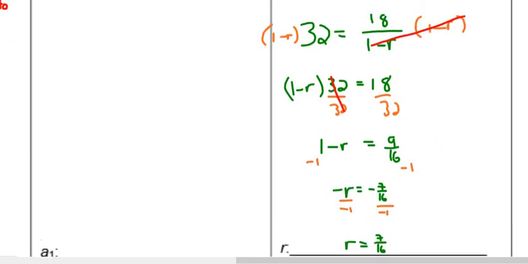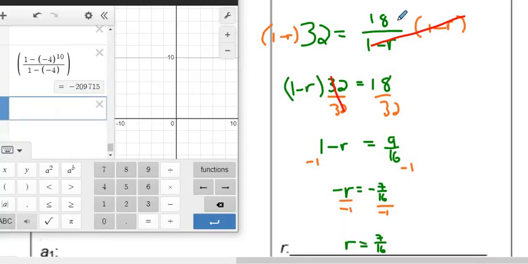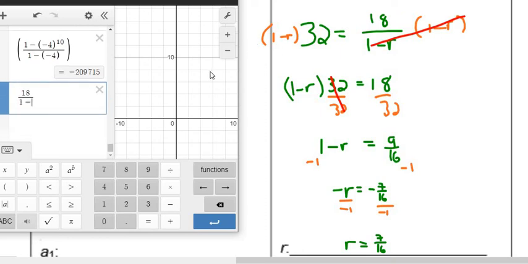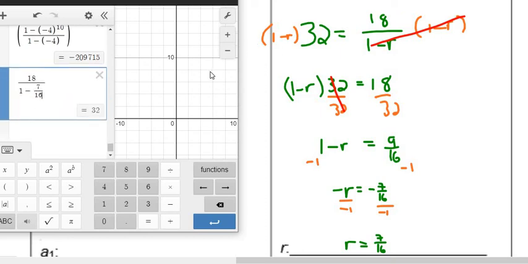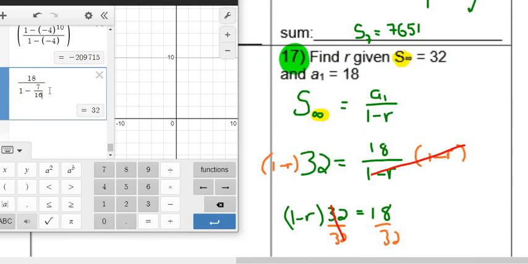And you can even check it, which is kind of cool. You can always go back into Desmos and say, hey, is 18 divided by 1 minus my answer, 7/16, what they told me it was? Look, they said it was supposed to be 32, and by using that R, I got that value.